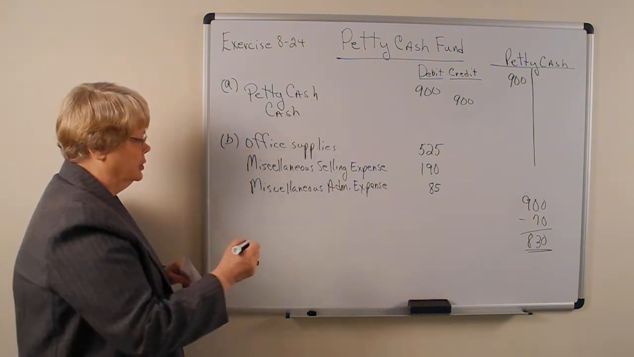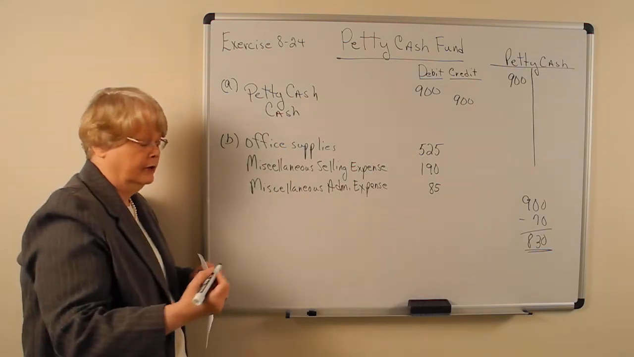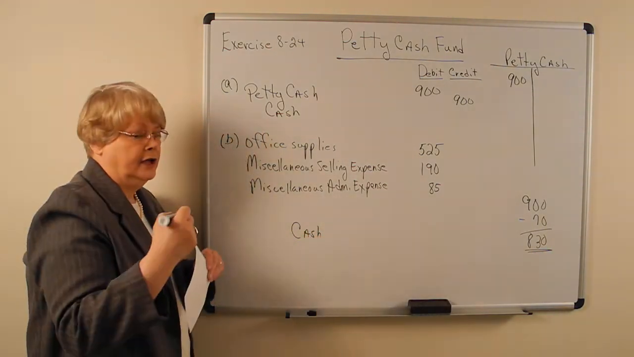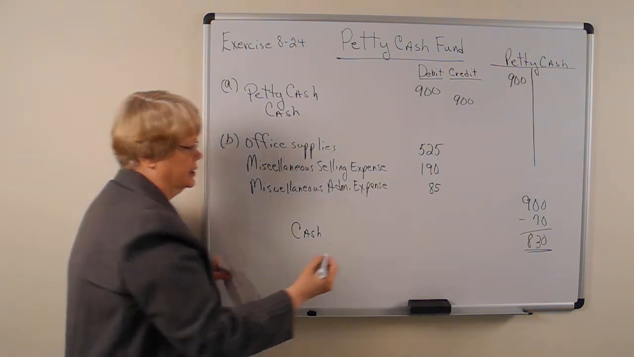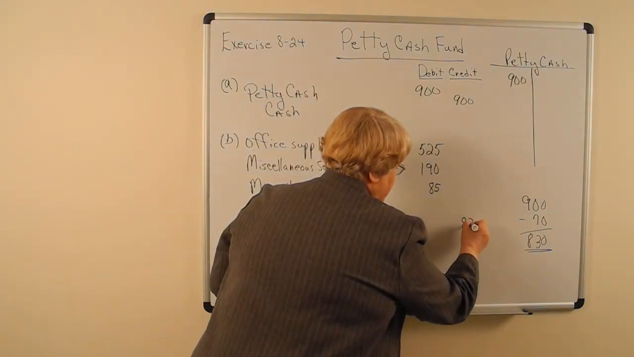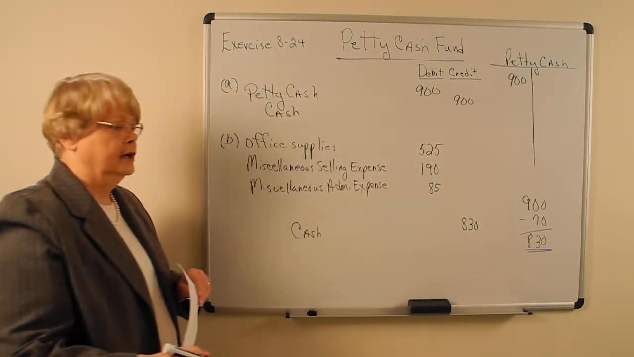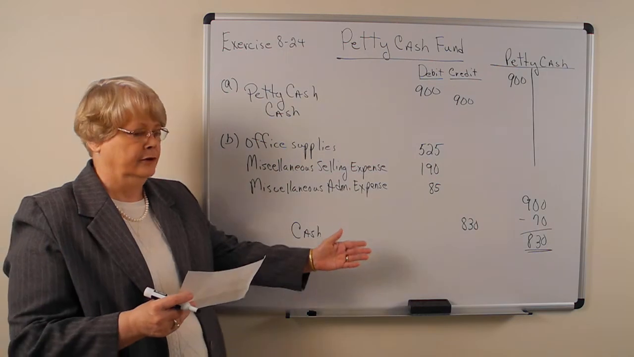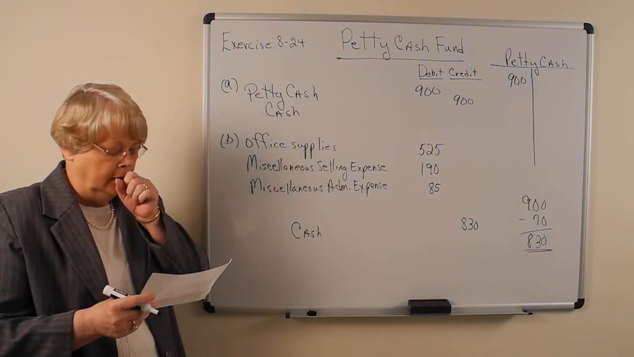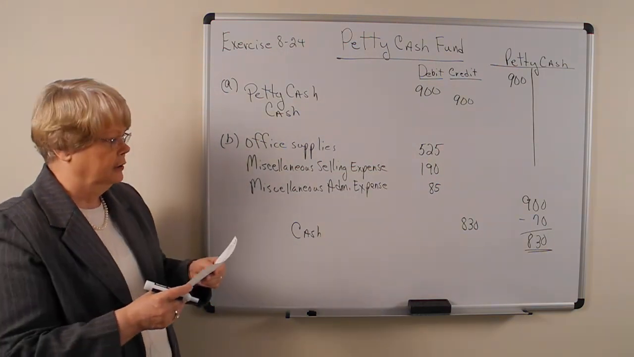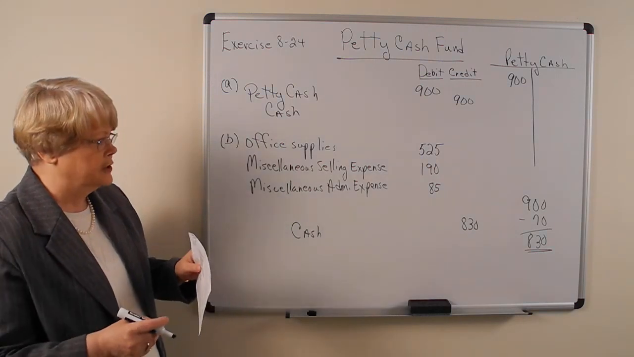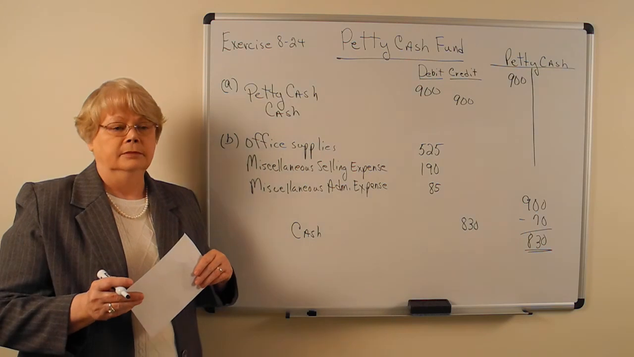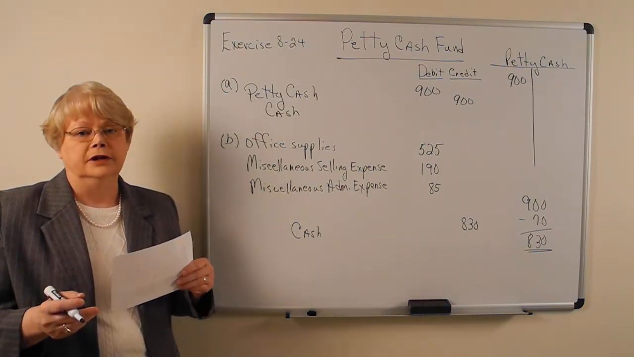We know that we're going to write a check and therefore credit cash for the amount to get our cash back up to $900, and that's $830. What we want to do now is to add up our vouchers and see if we have $830, and we see that we do not. We only have $800 if you add those together. Okay, so we're short $30, and we're going to use a short and over account.